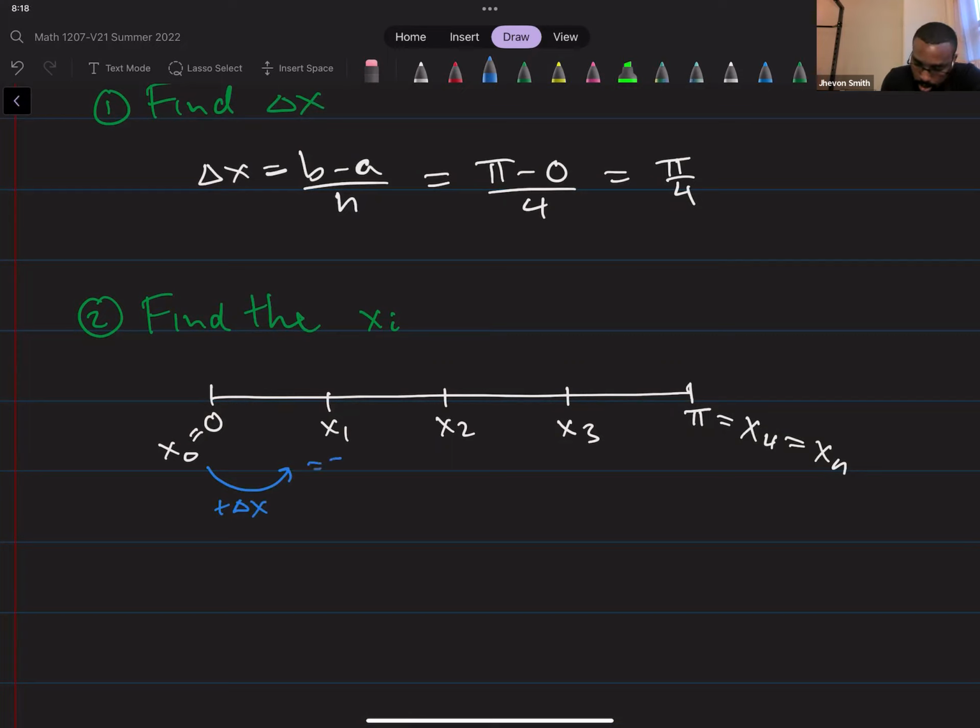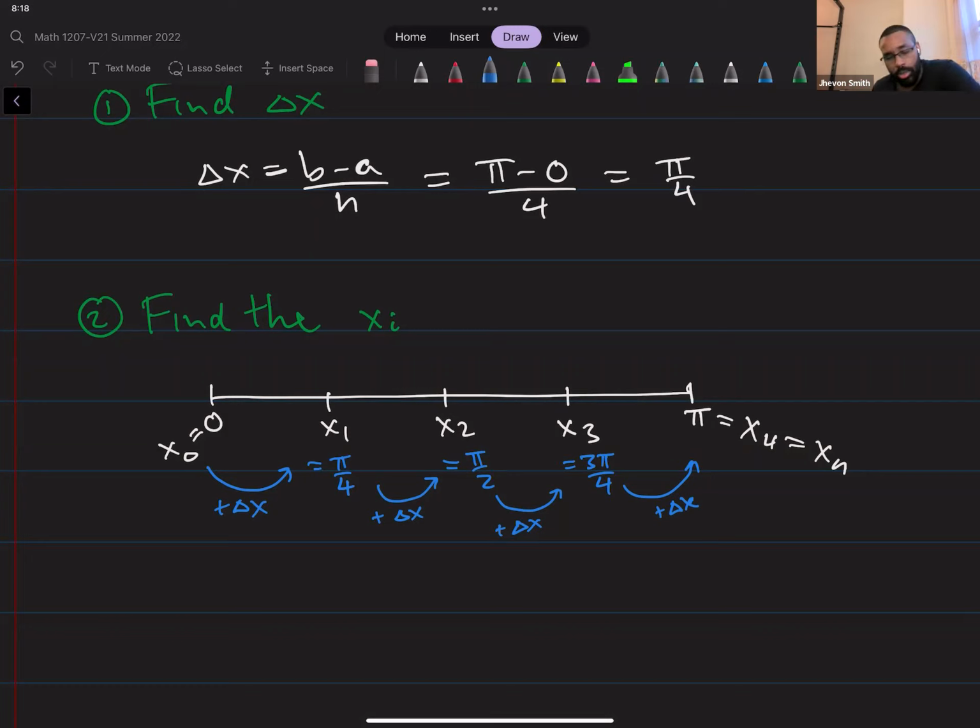So this guy gives me pi over 4, add delta x. This would give me pi over 2, add delta x. This will give me 3 pi over 4, and add delta x. And that would give me pi, which is also another check that all my other guys are right, because on the last step, if I add delta x and I don't get pi, that would actually mean I messed up somewhere. So that's going to break it off.